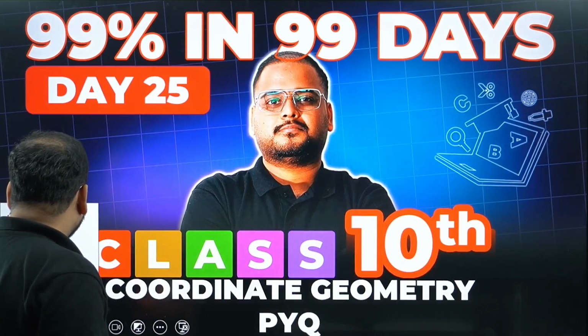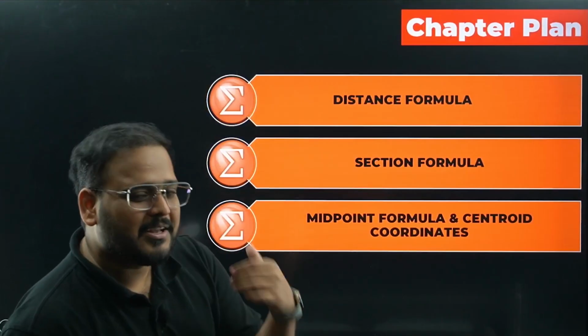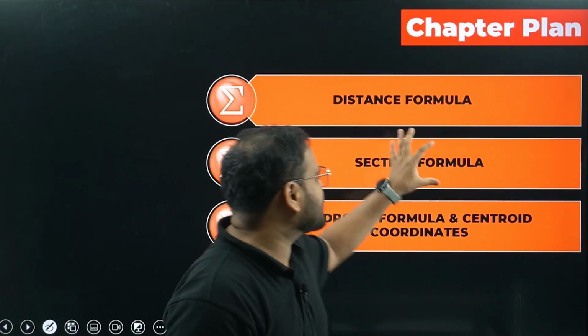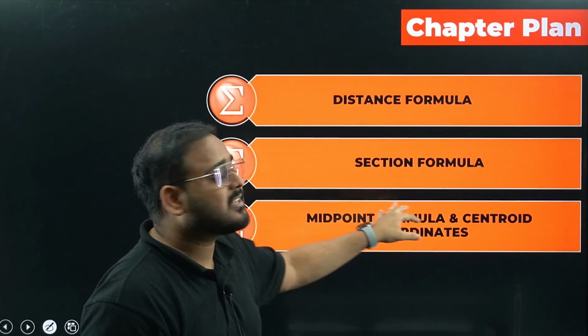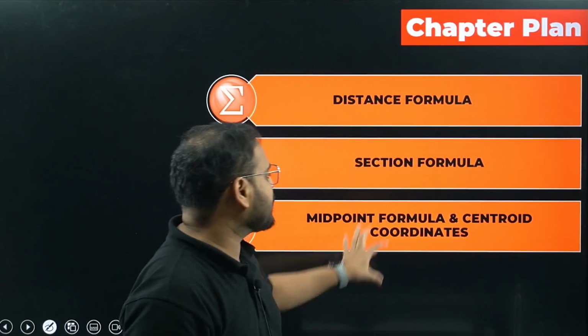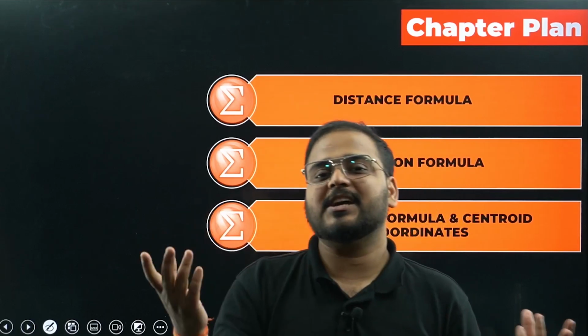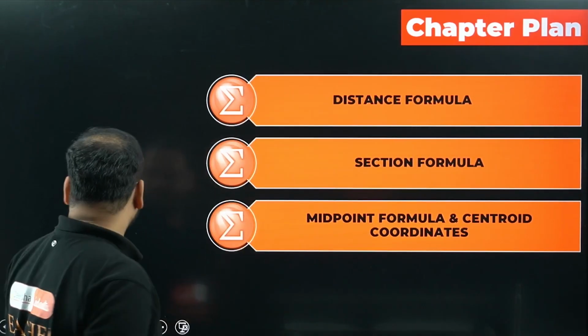Before moving on to the questions, let's discuss one last time the chapter plan for this particular chapter called coordinate geometry. As we said, there are two important concepts in this: distance formula and section formula, and then there is application of section formula in terms of the midpoint formula and finding the coordinates of a centroid of a triangle, right? So that was it in the chapter plan.